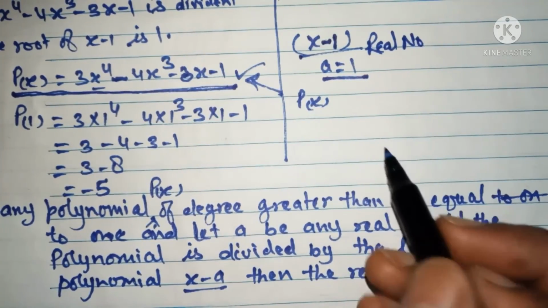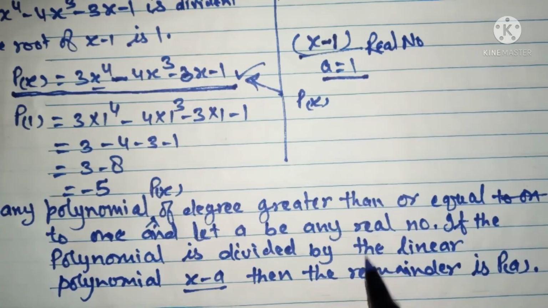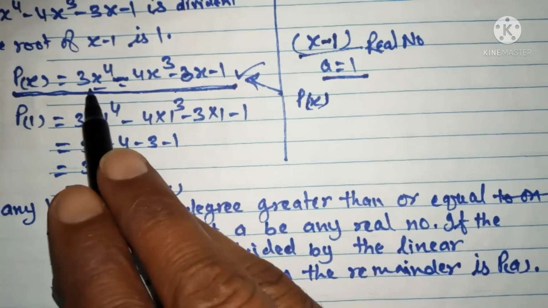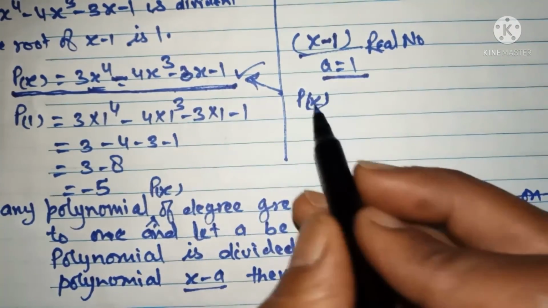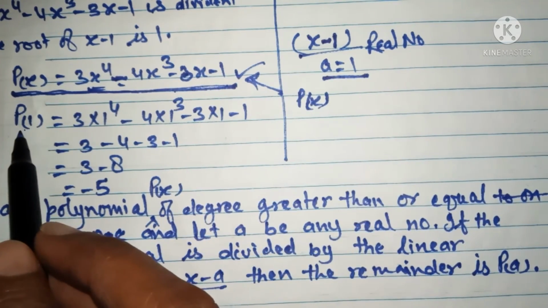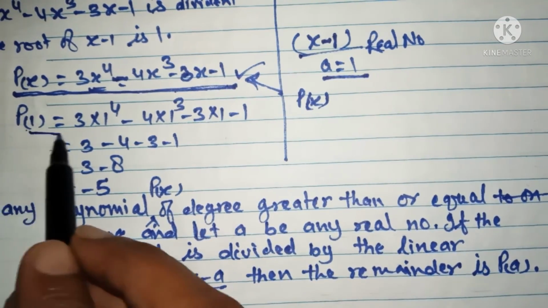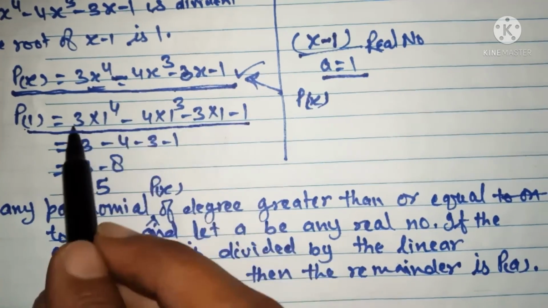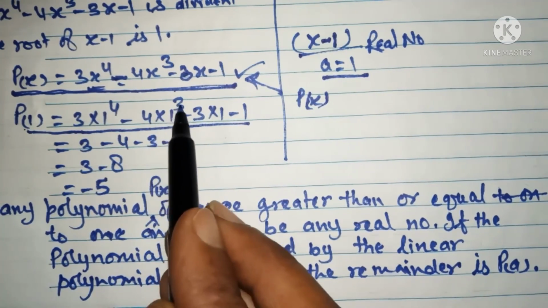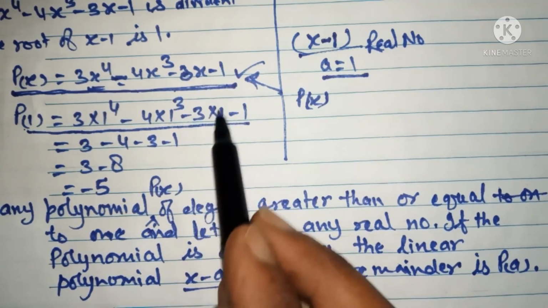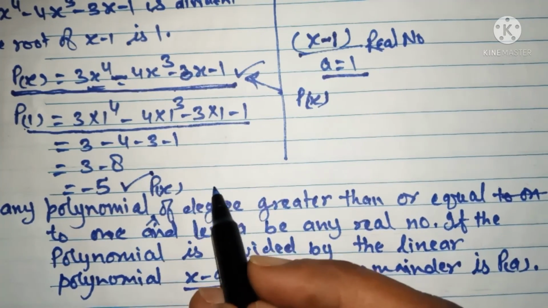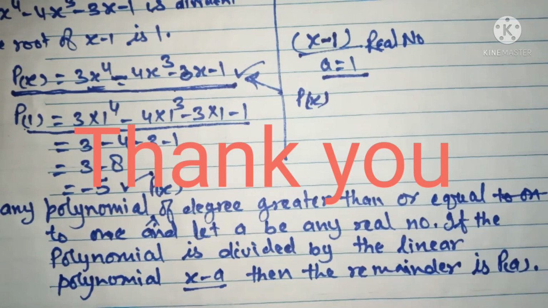So according to this theorem, which is the remainder theorem, if we put x is equal to 1 in this polynomial, we will get the remainder which is minus 5. Here by putting x is equal to 1, we have 3 into 1 to the power 4 minus 4 into 1 to the power 3 minus 3 into 1 minus 1, which gives us at last minus 5 as the remainder. This is all about the remainder theorem.